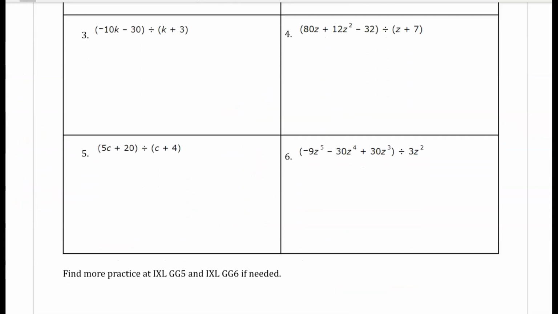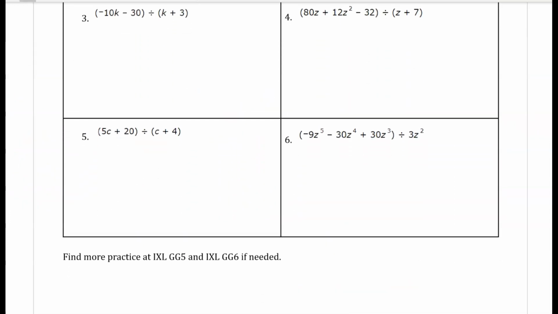Give this short practice a try. If you need more practice after this, then you can find some practice and explanations on IXL GG5 and IXL GG6. Those are not required, but if you work part of them, they might help you to work through these problems.